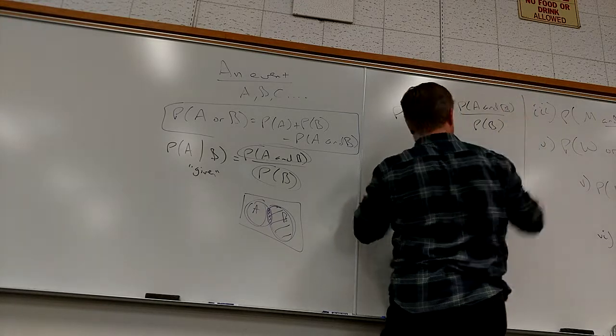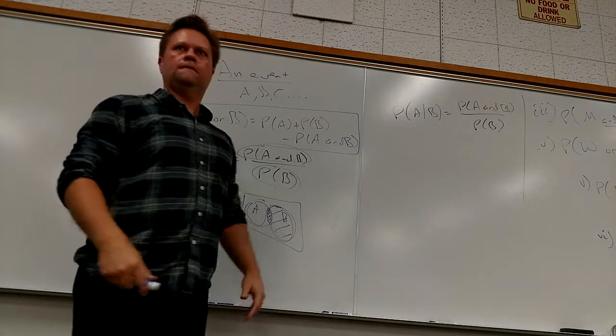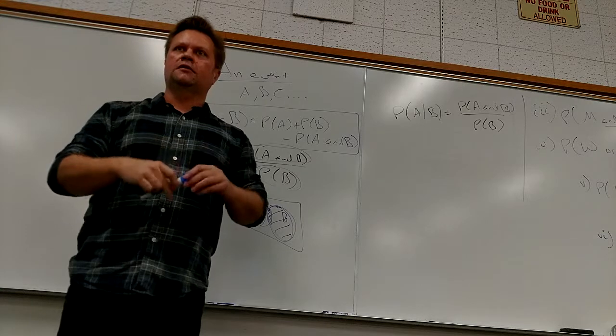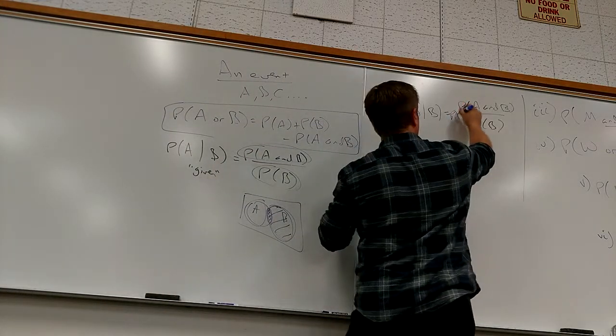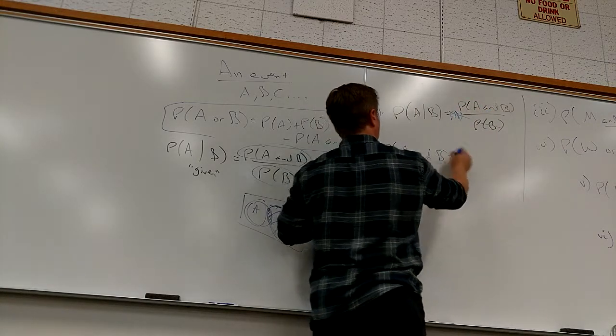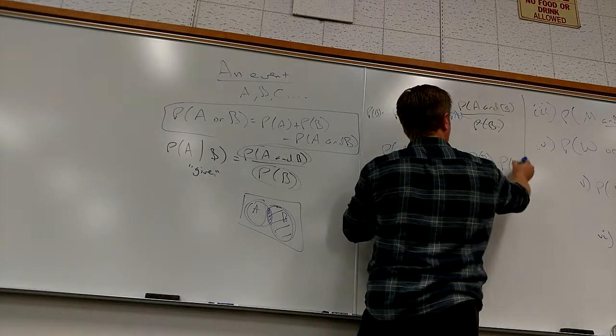Multiply both sides by the probability of B. Yes, and then you'll be done. So your probability of A and B equals the probability of B times the probability of A given B.